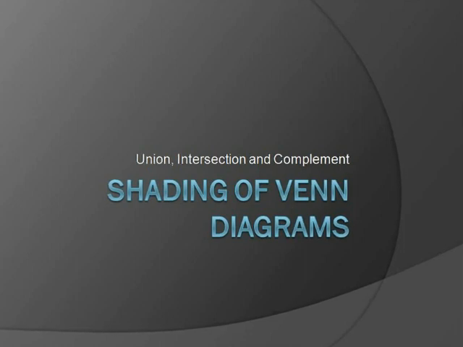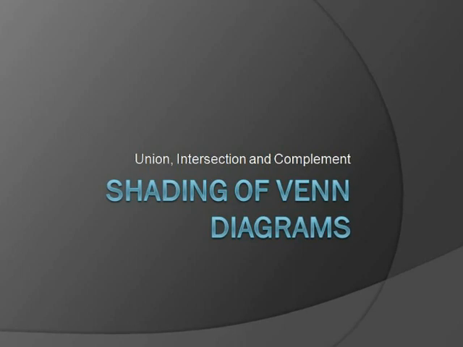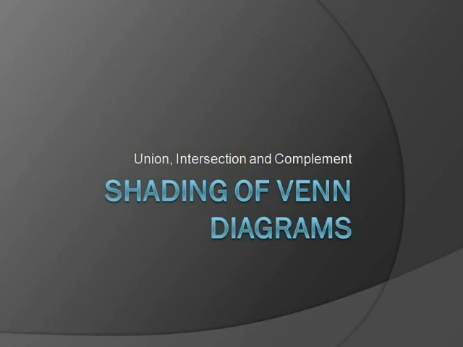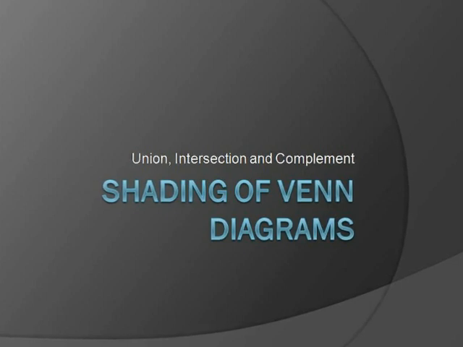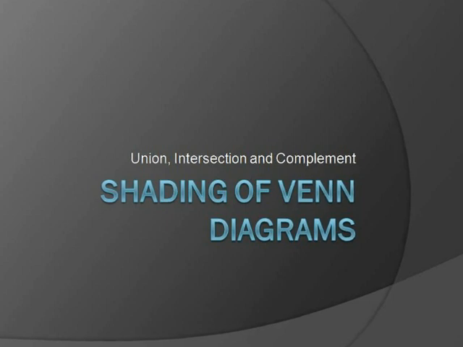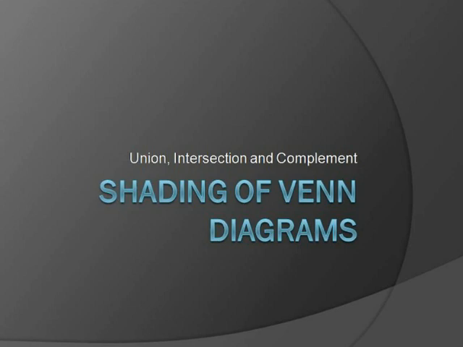We are doing sets, and in the previous videos we solved sets mathematically. We found the intersection, union and complement of different sets by mathematical means, and this is the second part of this chapter, in which we will be dealing with the shading of Venn diagrams. Venn diagrams are basically diagrams or illustrations which are drawn to show the relationship of different things.